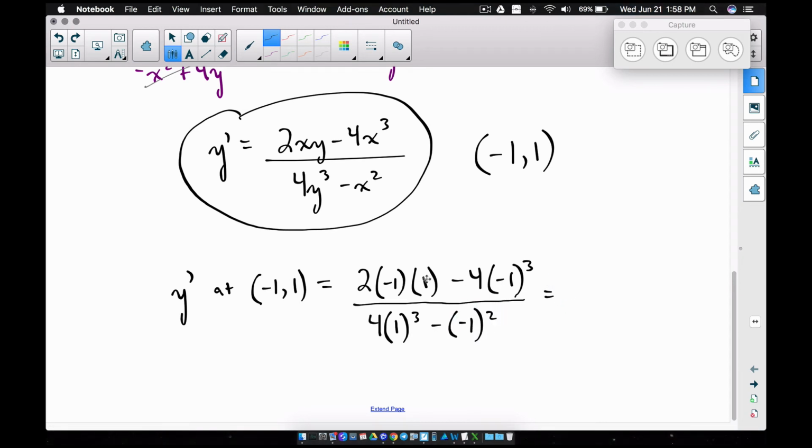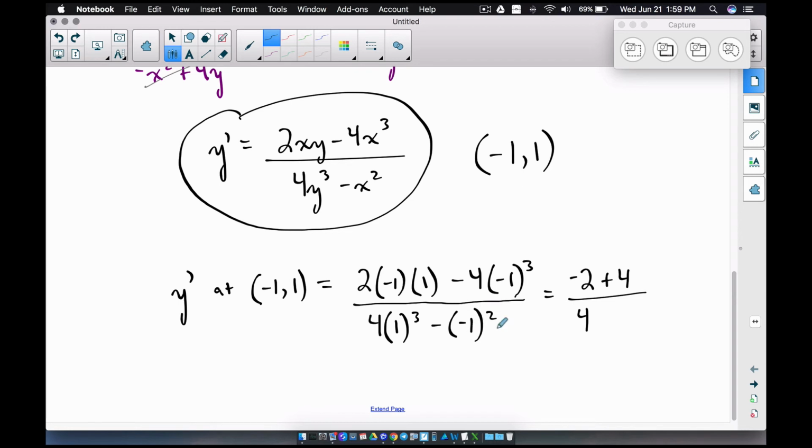Grab your calculator if you want, but this isn't really too crazy since we're just plugging in negative 1s and 1s. So all of that right there becomes negative 2. Negative 4 times negative 1 cubed. Well, negative 1 cubed is negative 1 times a negative 4, so that's plus 4 over 4 times 1 cubed is 4, and minus negative 1 squared, that's still going to be a positive 1 right there. So we have 4 minus 1. Therefore, we're looking at a slope of 2/3.